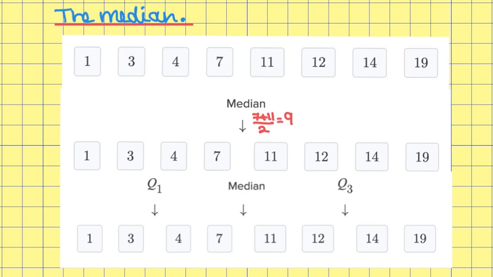We can then calculate the lower quartile, Q1. This is the median of the bottom half of the data set. So in this case, it is halfway between 3 and 4, which gives us 3.5. And the upper quartile, Q3, is the median of the upper half of the data set. So in this case, it is halfway between 12 and 14, which would be 13.